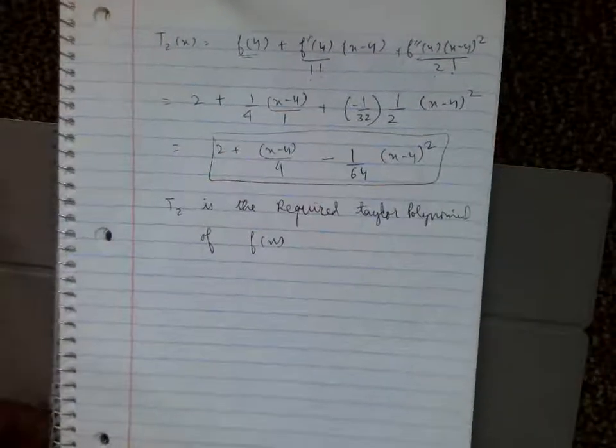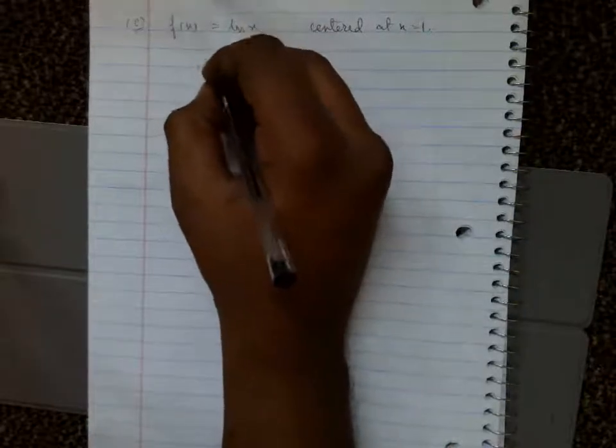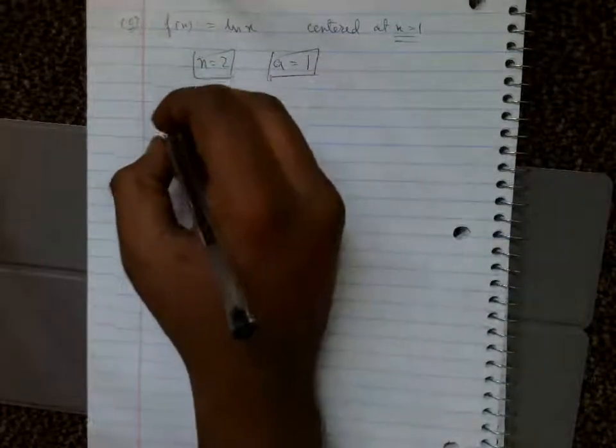So this is our final answer. Now let's look at another example. f of x is equal to log x, and we want to find the Taylor polynomial of degree 2 centered at x equal to 1. Degree 2 means n is equal to 2 in our formula. Centered at x equal to 1 means a is equal to 1 in our formula.